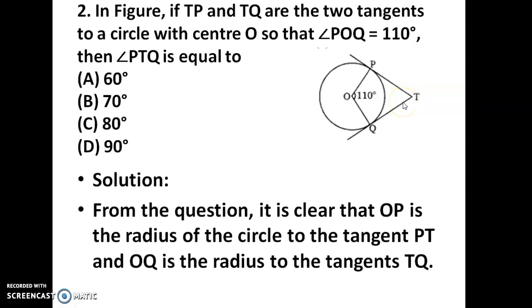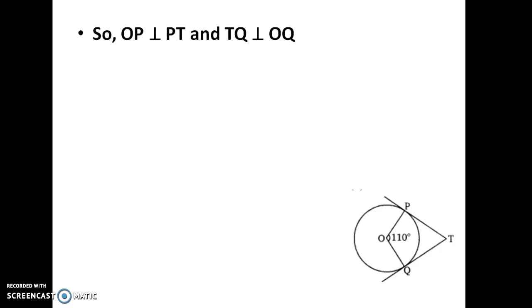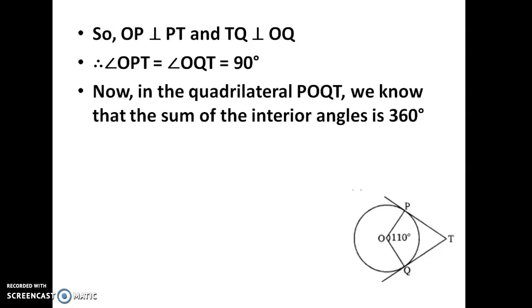So let's find out. From the question it is clear that OP is the radius of the circle to the tangent PT and OQ is the radius to the tangent TQ. Okay, so these two are perpendicular to the tangent. Why? Because radius is perpendicular to the tangent. So it will be having 90 degree.